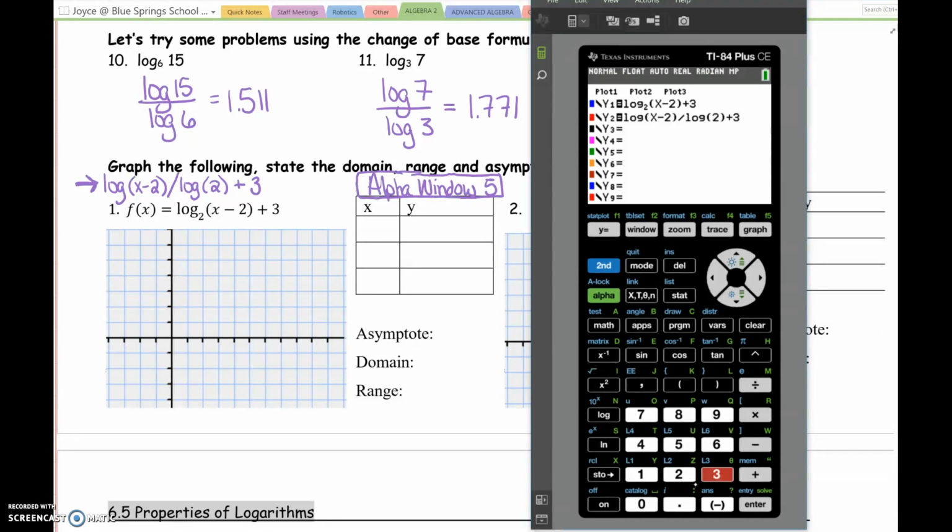If you have a newer calculator, you're going to do the one on the top using alpha window number 5. If you have an older calculator, you'll do the second one, log of x minus 2 divided by log of 2, and then add 3. I'm going to clear that one out. Okay, and then we can push our graph.